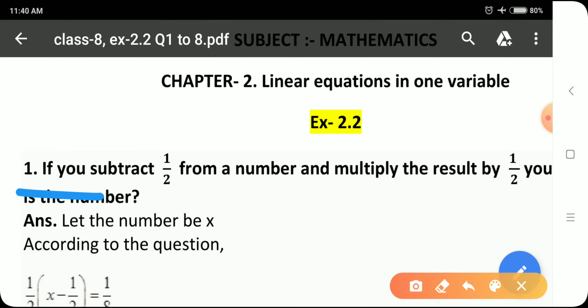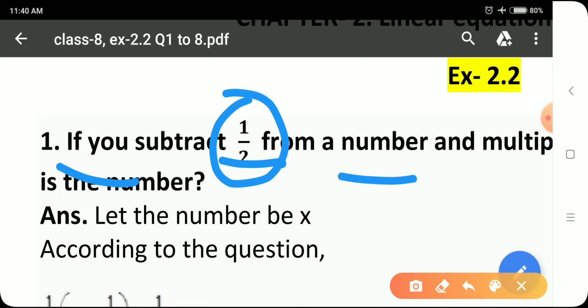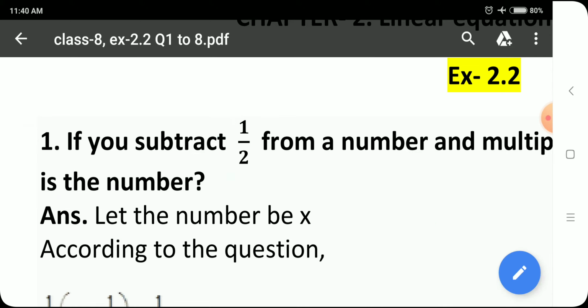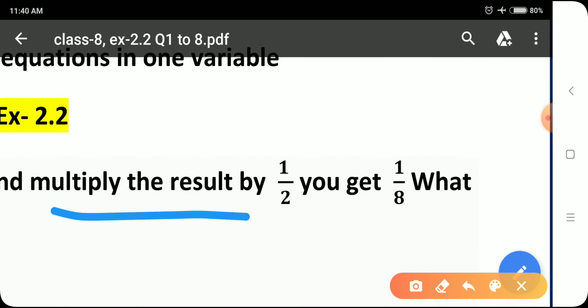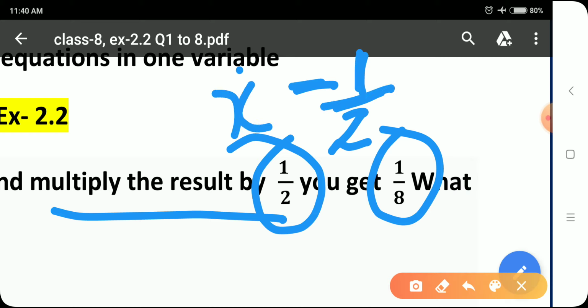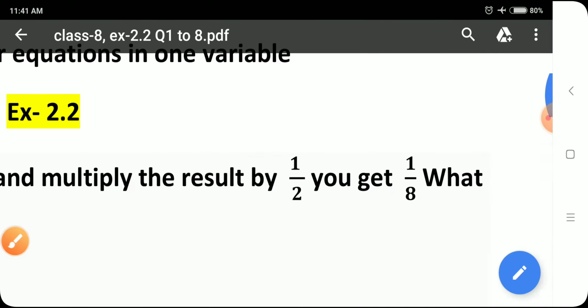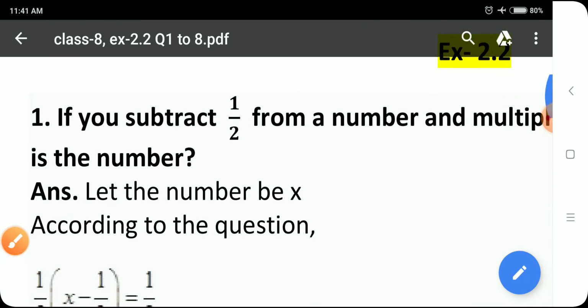The question says, if you subtract half, that is 1 by 2, from a number and multiply the result by 1 by 2, you get 1 by 8. Let the number from which you are subtracting 1 by 2 be x. If you subtract 1 by 2 from that x and then multiply it by 1 by 2, you will get 1 by 8. So what will be the number? You have to find out what the number is.